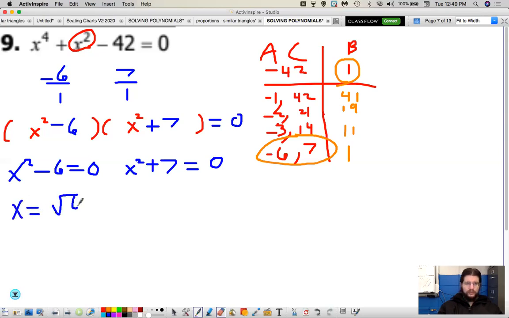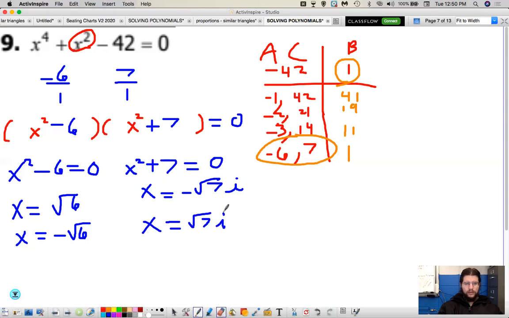It's the square root of 6 and negative square root of 6. What I did was the square root method in my head. Don't forget when you square root, you do plus or minus. And there we go. That's my 4 answers. 4th degree. Good. Move on.